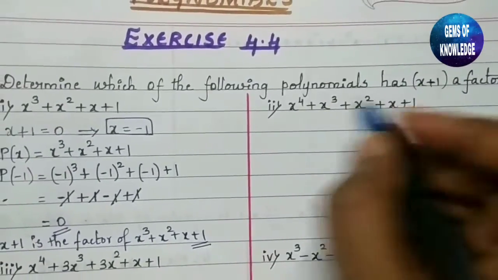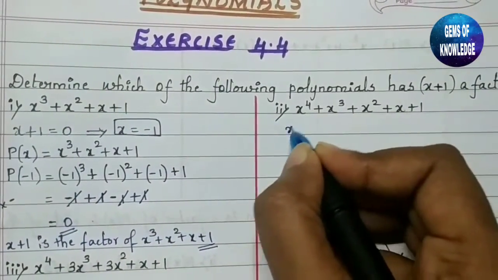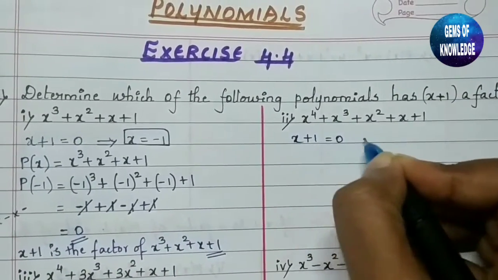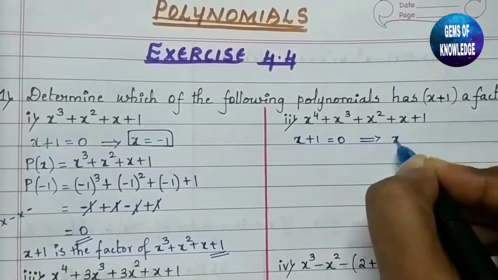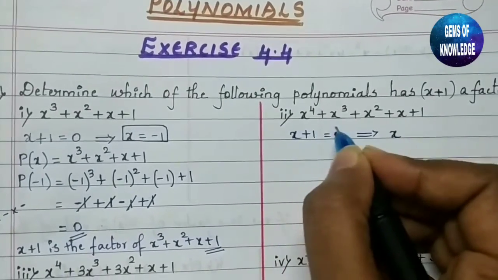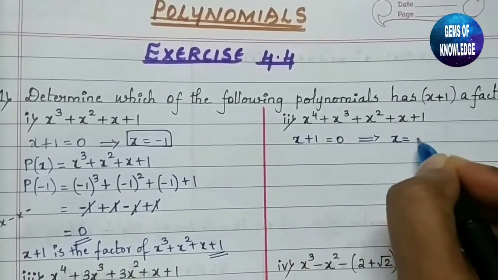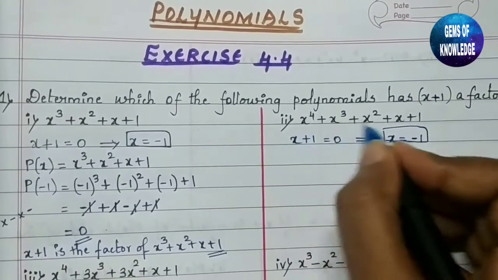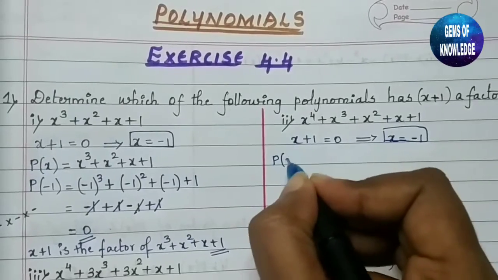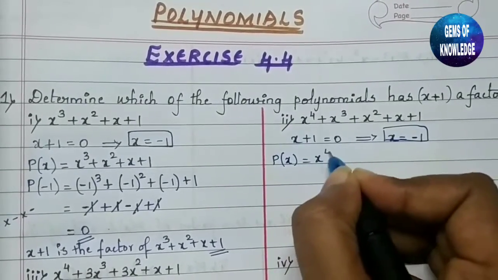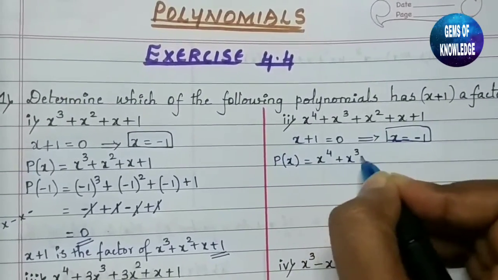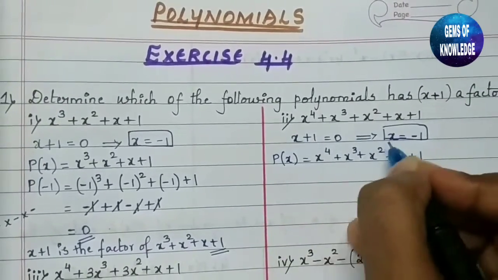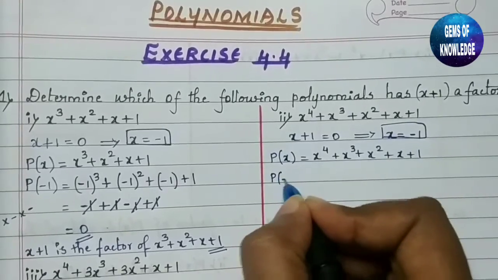So moving to the next one, here also we need to do the same thing. We should consider x plus 1 must be equal to 0. So here we are getting the value of x: when we bring this plus 1 to this side, we are getting the value as minus 1. So again we need to consider this as p of x. So our p of x is equal to x to the power of 4 plus x cube plus x square plus x plus 1. So let us substitute again p of minus 1.